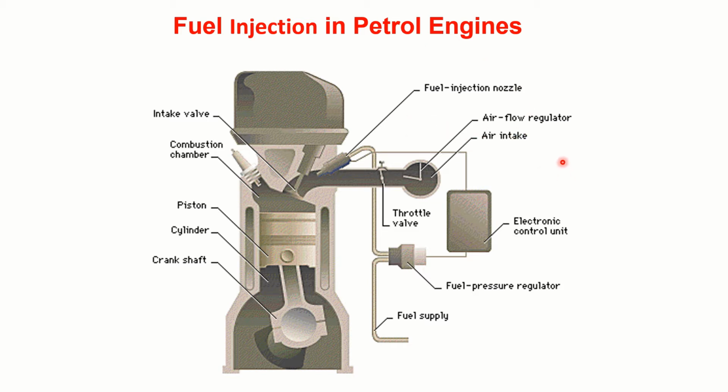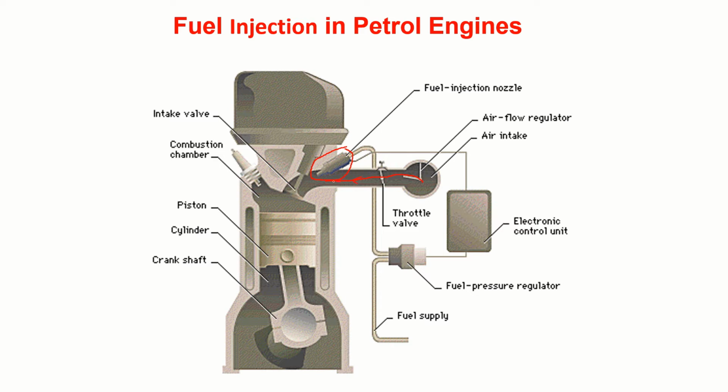I have shown a schematic of petrol injection system. In this system, there is a fuel injector, the inlet manifold, the intake valve or suction valve. Here we have the throttle valve. Then the air intake system is shown. So the air enters this way.